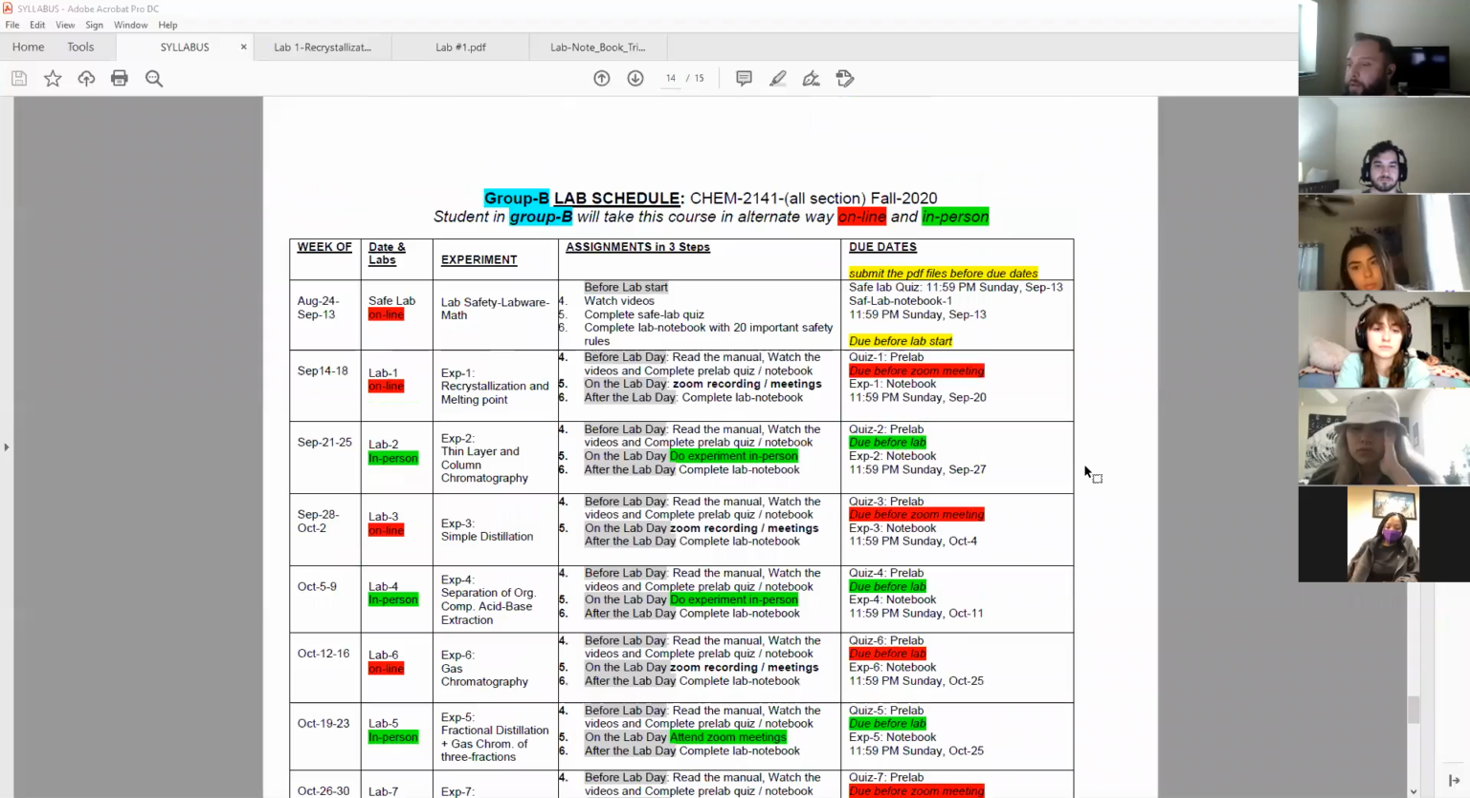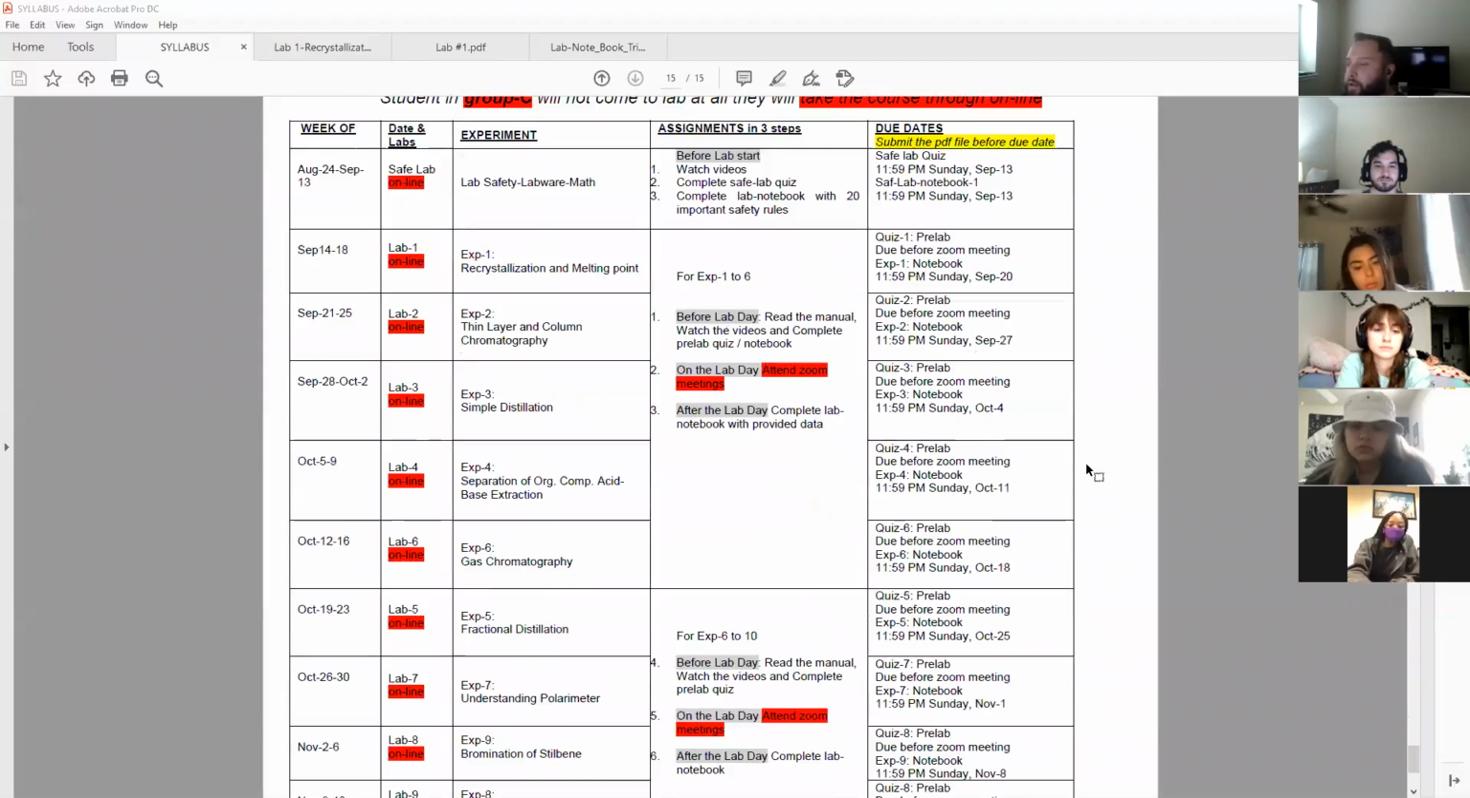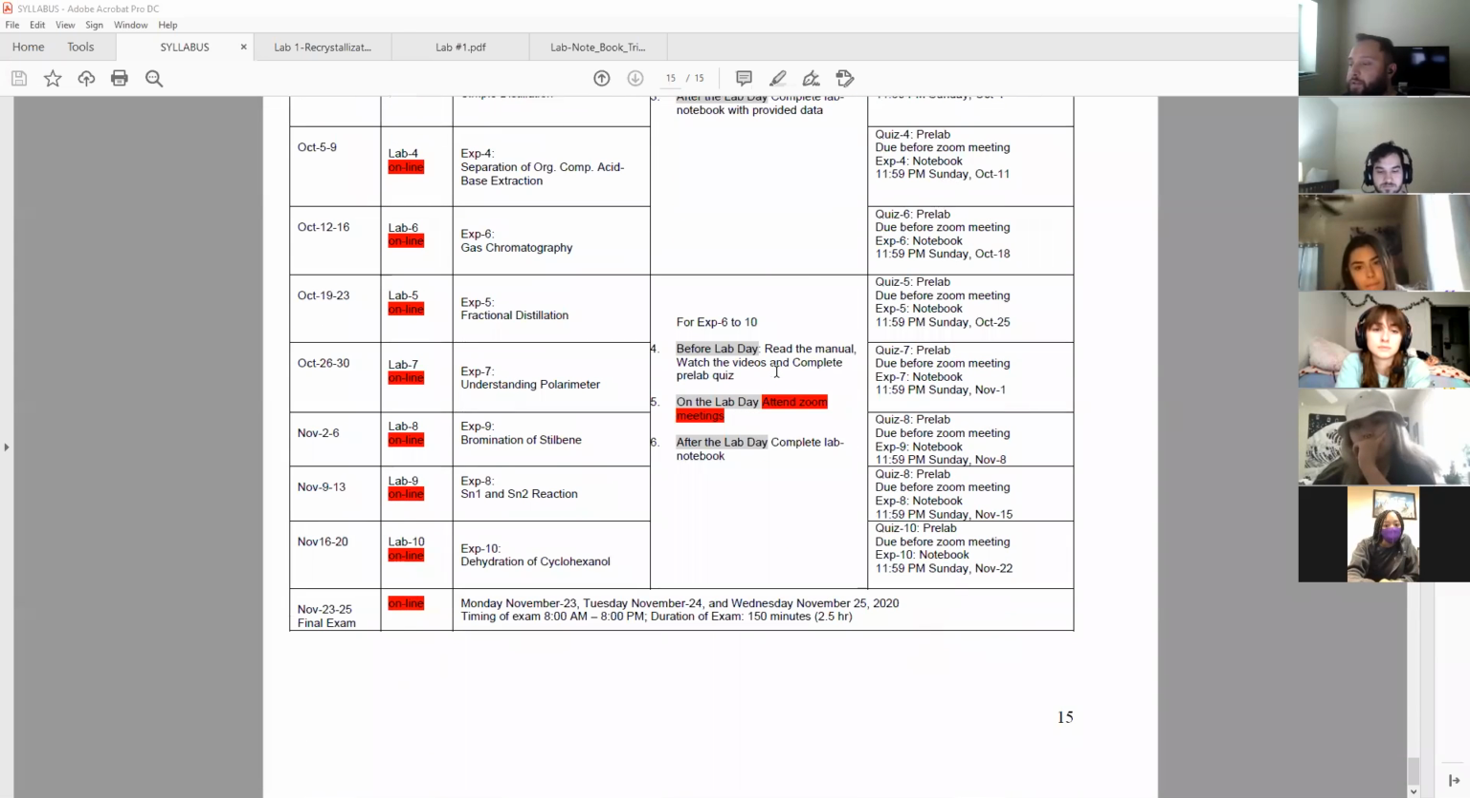And here is just a schedule of the labs. Again, it breaks it down for you, like when things are due, stuff like that. This is all pretty straightforward.